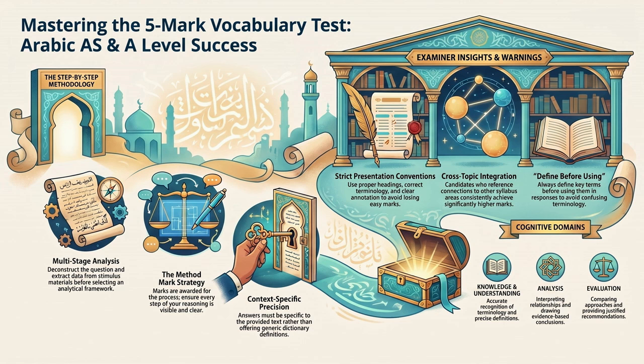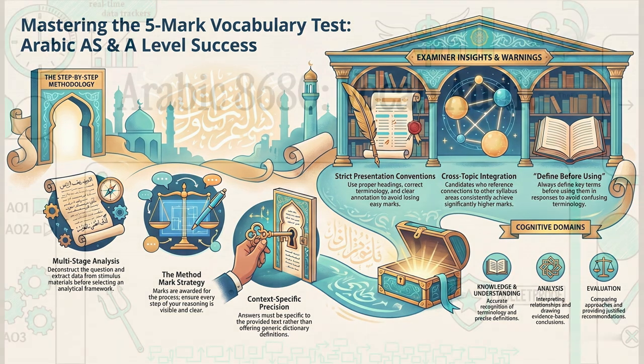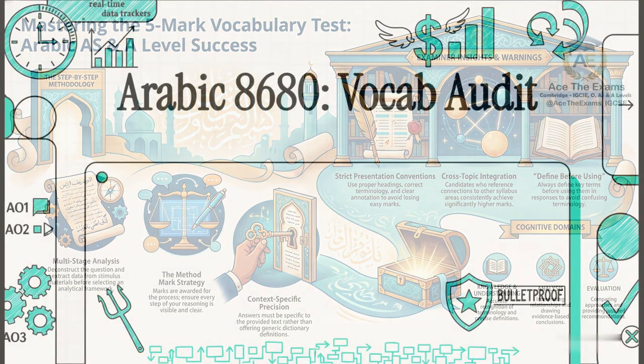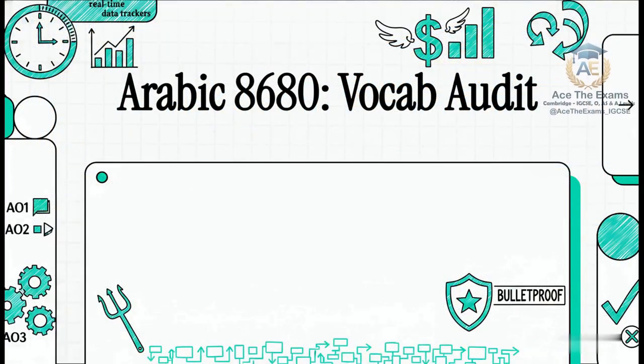Welcome to the boardroom. I'll be your managing director for today's explainer, and we are about to conduct a rigorous, zero-excuses corporate audit on the Cambridge AS and A-Level Arabic Language 8680 examination. Specifically, we are targeting the high-stakes 5-mark Passage 1 vocabulary recognition tests. Look, we're treating this exactly like a high-level C-suite grade proposal audit.